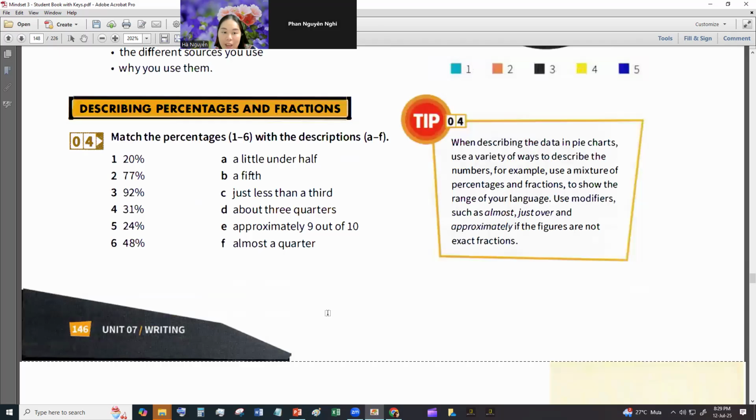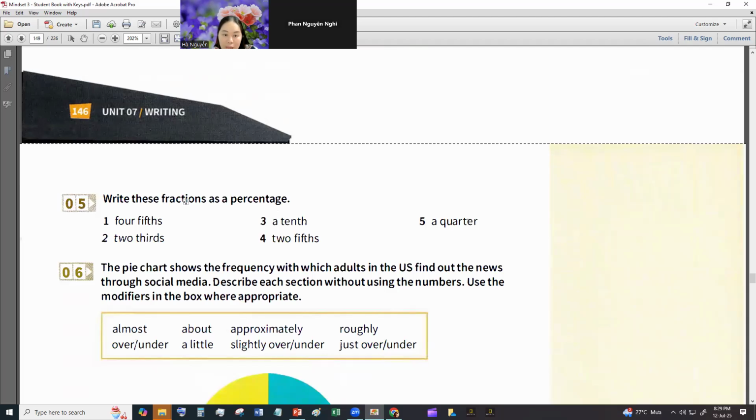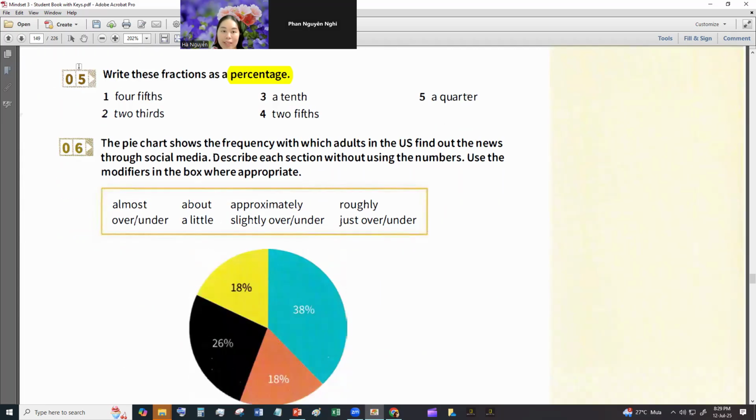So now we are doing the opposite. We match percentages with the fractions and descriptions, right? Now we have fractions now. Please write the fractions as percentages. Okay, I'd like you to do this and send your answer in the chat box. Thank you.